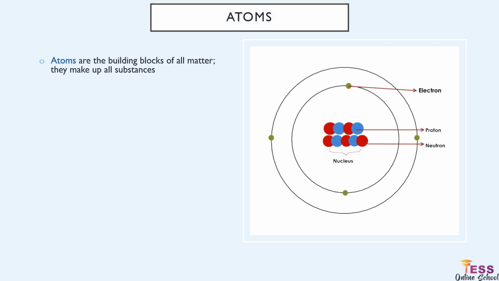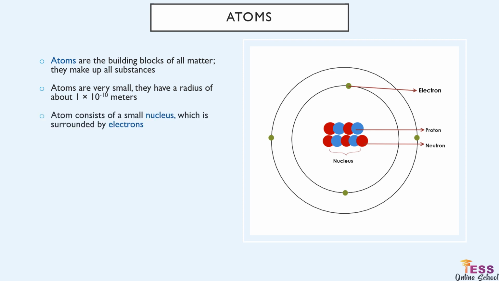Firstly, just as cells are building blocks of life, atoms are building blocks of all matter, where they make up all substances. Atoms are very small as they have a radius of about 1 times 10 to the power of minus 10 meters. An atom consists of a small nucleus which is surrounded by electrons. If you need to revise this topic, we have made a video on the atomic model to help out.